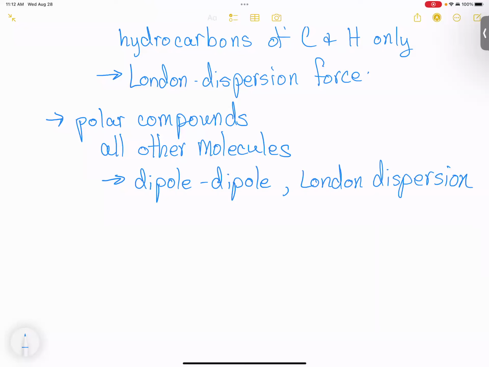Basically, a dipole force... I mentioned the fact that London dispersion forces are temporary. They're very temporary because for a temporary time, one side of the molecule is more negative. But that's it. It's just temporary. Dipole differs because there's a permanent positive and a permanent negative.